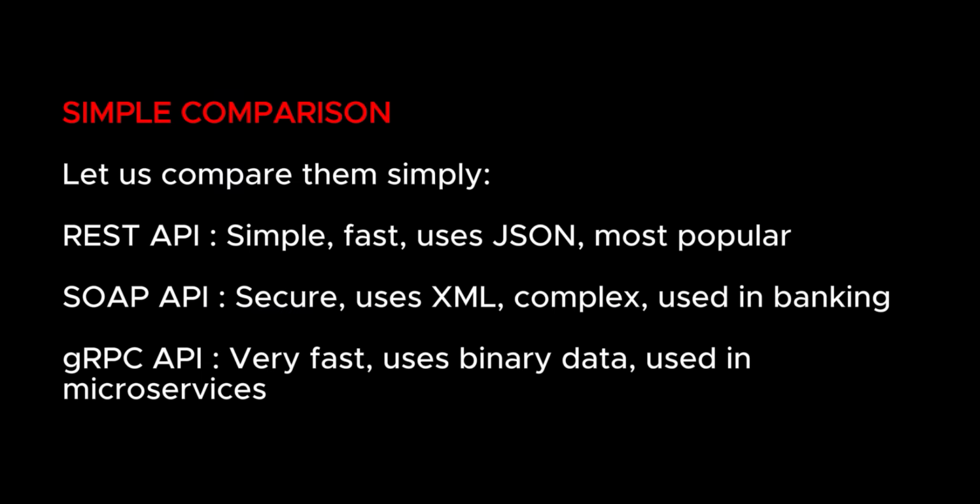Simple comparison. Let us compare them simply. REST API: simple, fast, uses JSON, most popular. SOAP API: secure, uses XML, complex, used in banking. gRPC API: very fast, uses binary data, used in microservices.